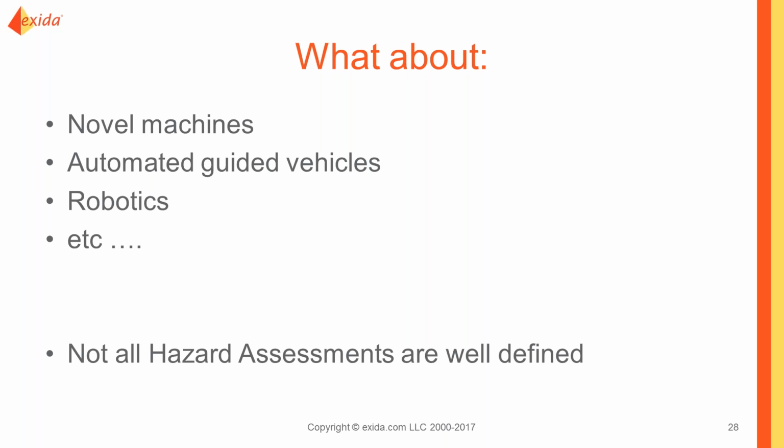As I mentioned, we're going to find that we may not have complete coverage with a checklist approach when we go to novel machines, automatic guided vehicles, robotics. So there are different techniques such as a HAZOP, which is going to use guide words, and those guide words can be found in the ISO 12100 standard. It gives you guide words for machinery, so there's a good basis of what to start with.